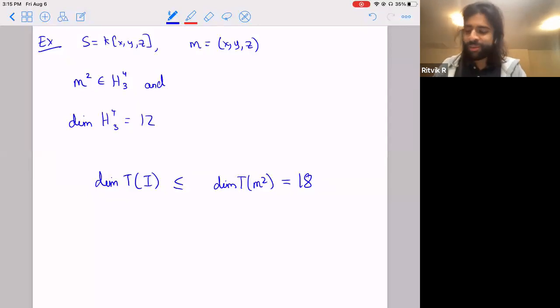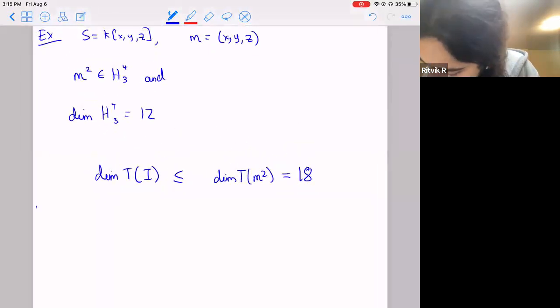So now you can try to play around with the examples. You can go to 5 points, 6 points, and keep going. And one pattern will emerge. And this is a conjecture of Briançon and Iarrobino.